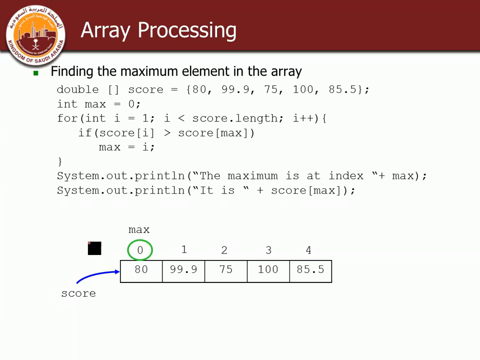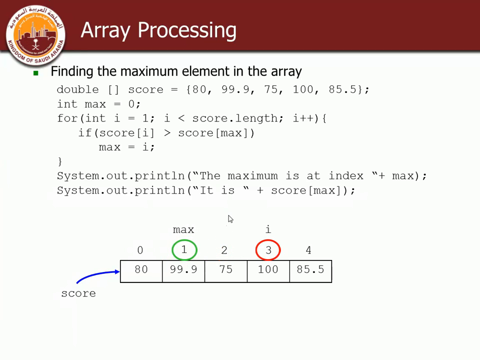maximum is the position. And then I start with the loop. I put one in I, and then I compare them. Is this greater than that? Yes, in this case, because 99 is greater than 80. So my maximum becomes now the I, and then I becomes 2.